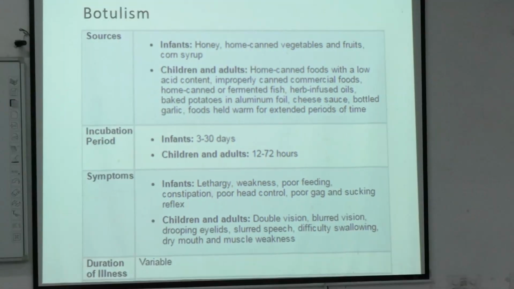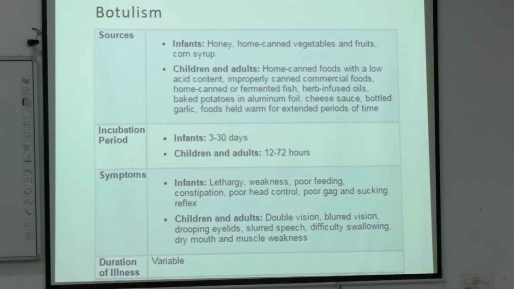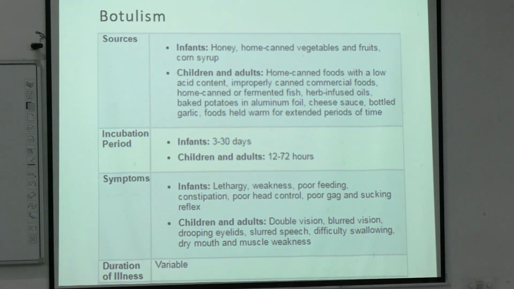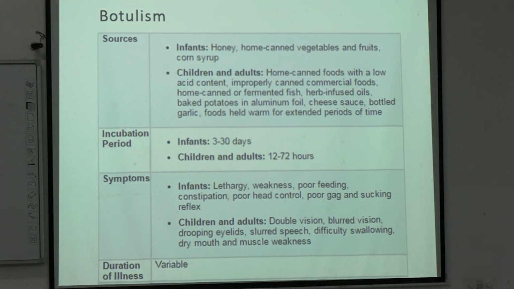Again, botulism's symptoms are lethargy, weakness, and poor feeding, and it comes from home canned foods with low acid content: home canned fish, herb infused oils, baked potatoes in aluminum foil, basically tinned food. It occurs in infants 3 to 30 days and in children 12 to 72 hours.